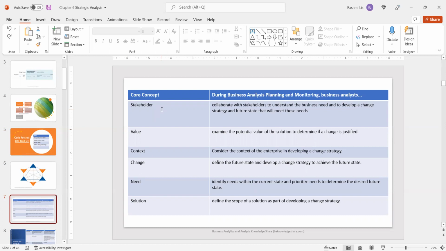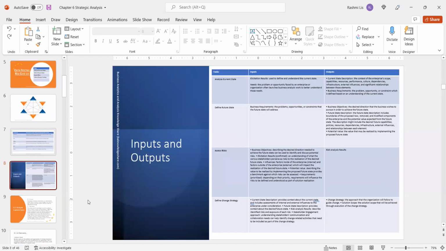So in the example of the regulation coming in to increase the amount of loan a customer can request, you as a business analyst would examine that potential value of the solution to determine if that change is justified. In this case, it would be justified because it is a government regulation. Context. Consider the context of the enterprise in developing a change strategy. Change. Define the future state and develop a change strategy to achieve the future state. Need. Identify needs within the current state and prioritize needs to determine the desired future state. And solution. Define the scope of the solution as part of developing a change strategy.